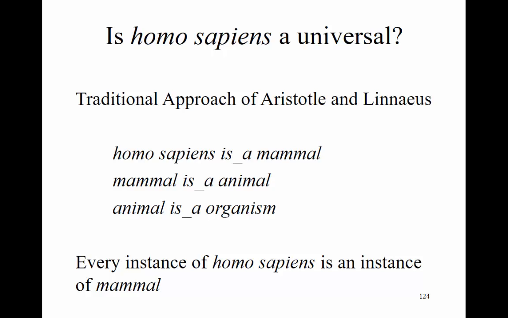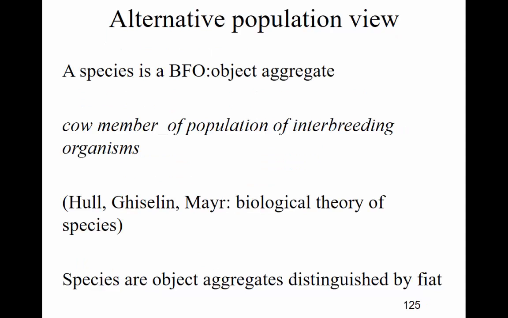Now, this has led some biologists to develop what they call a population view of species. So according to the Linnaean Aristotelian view, if X is a Homo sapiens, that means X is an instance of the universal Homo sapiens. And so the universal Homo sapiens is part of reality. We could even say that it came into existence when the first human beings evolved, and it will go out of existence when the last human being dies out.